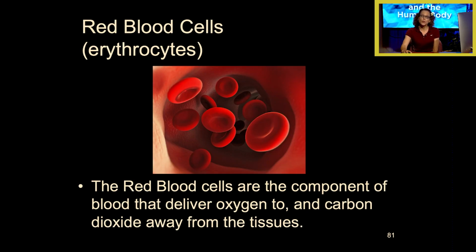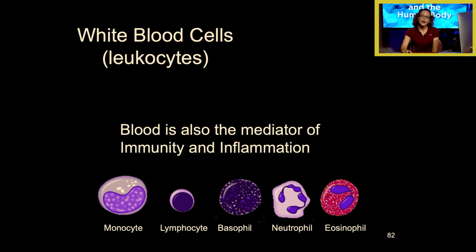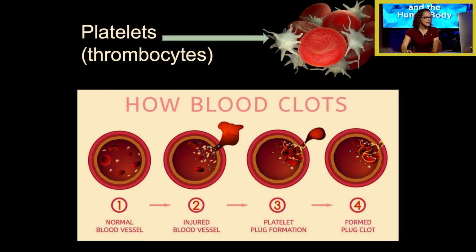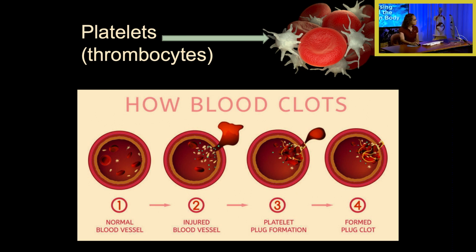The red blood cells, or the erythrocytes, are the component of the blood that deliver the oxygen to and the carbon dioxide away from the tissues. The white blood cells, or the leukocytes, are the mediator of immunity and inflammation. And here we have examples of different white blood cells. The platelets are also referred to as thrombocytes. And here we can see a little cartoon of how blood clots. We can see a normal blood vessel, we can see an injured blood vessel where we see red blood cells, and we see fibrin and platelets forming a plug to keep us from bleeding.